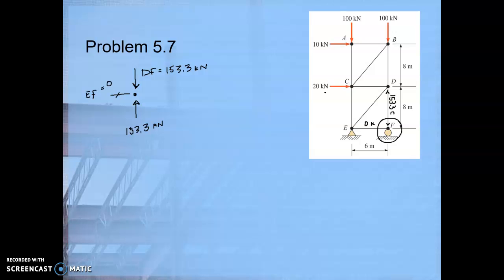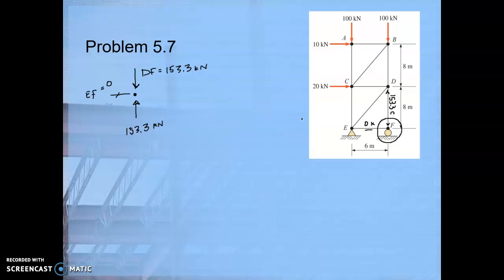And although with the given load situation, it theoretically has no force in it, it is necessary to have this member to provide a stable truss. So I think this might be the first zero force member we've encountered in any of our truss analysis. So they do exist, and there is good reason for them, and it's important to identify them. So we've got a zero force member there, EF.